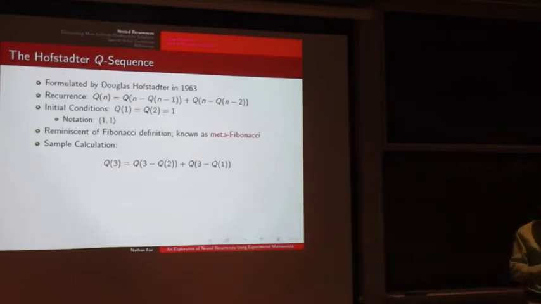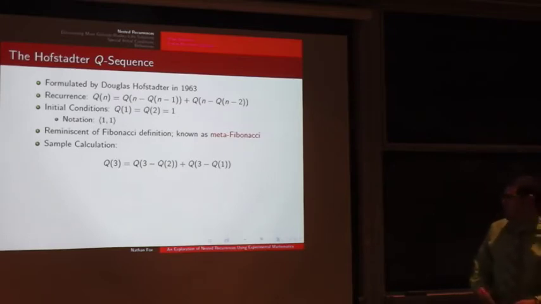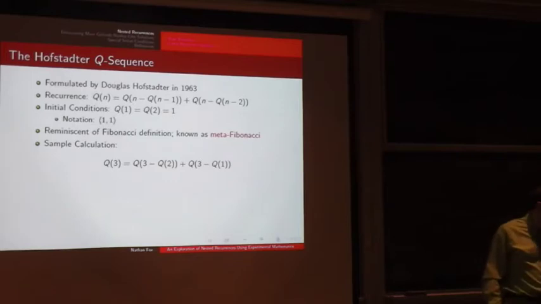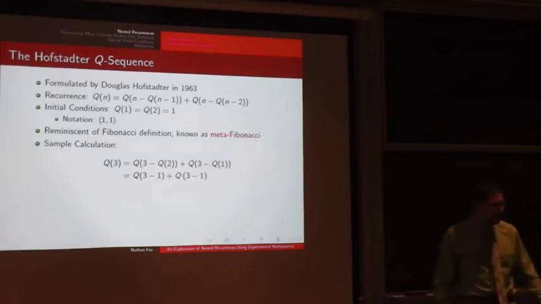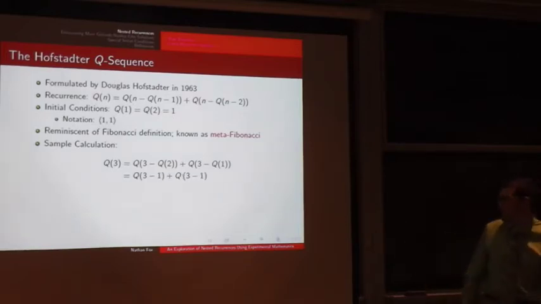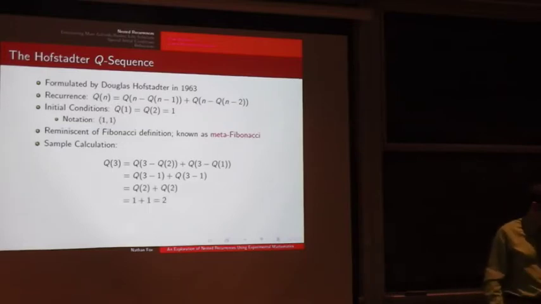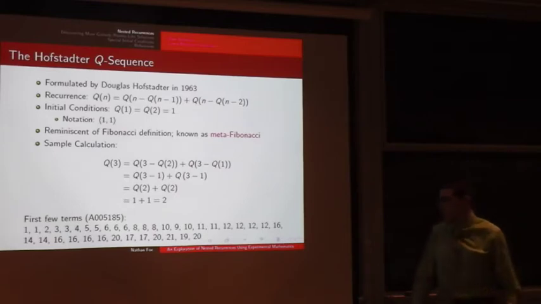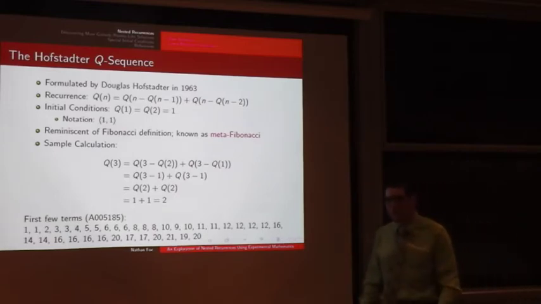Let's just do an example of calculating Q(3). Q(3) is Q(3 − Q(2)) + Q(3 − Q(1)). You replace the inner expressions with the values, in this case just from the initial condition. Then you just rewrite things, and Q(3) equals 2. You can generate more terms. If you want to do this by hand, power to you, but computers can do this quickly. So these are the first few terms.